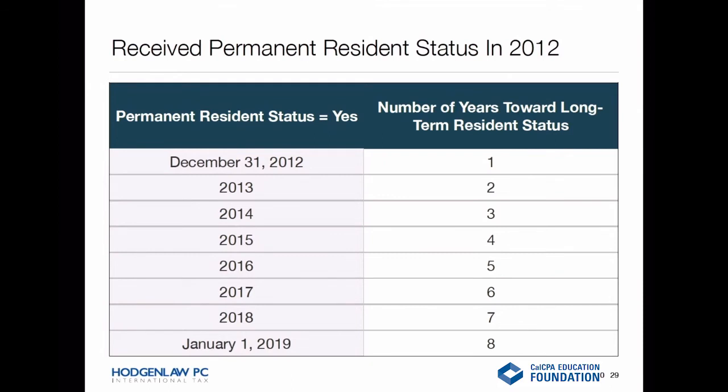If you count up the years, you're starting with 2012 counting as 1 full year. By the time you get to January 1st, 2019, you've got 8 years. That means you meet the criteria for 8 of the last 15 years, and you are a long-term resident.